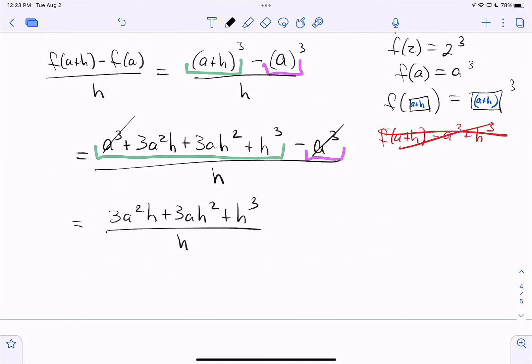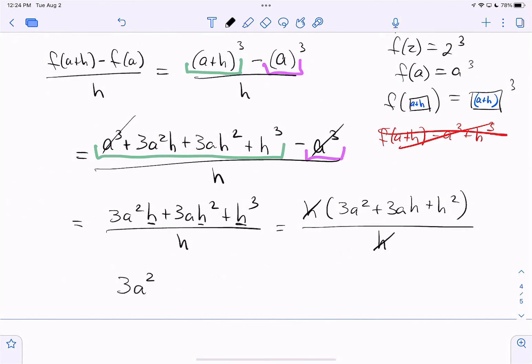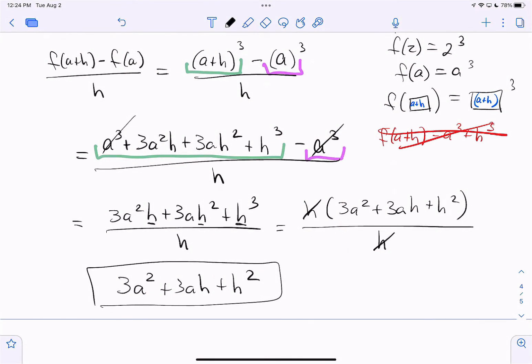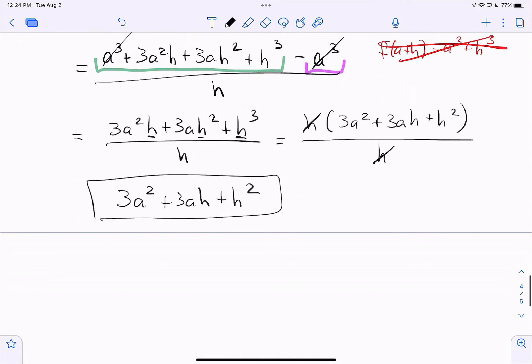And then what we see is that h is a factor in all of the terms in the numerator. Once I factor that out and then divide the h, we end up with 3a squared plus 3ah plus h squared. That's our final answer. You may be wondering why we need this. Just sit tight. This is the beginning of the course, and a lot of the things we're going to do are going to be based on stuff like this.